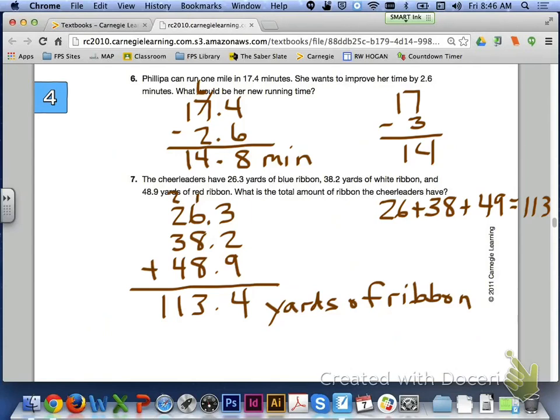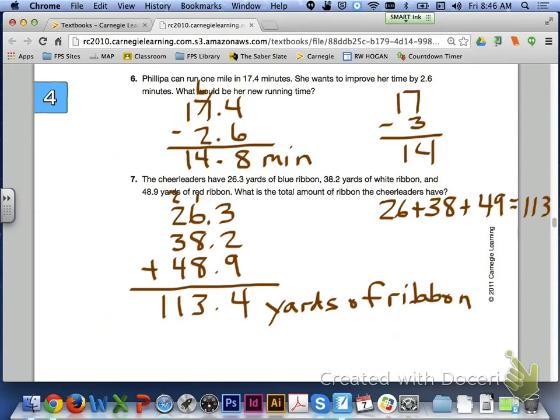For number 7, the cheerleaders have 26.3 yards of blue ribbon, 38.2 yards of white ribbon, and 48.9 yards of red ribbon. What is the total amount of ribbon that the cheerleaders have? So we are going to add all of those decimals together. If you look at your estimate, 26 plus 38 plus 49, when I round my decimals, I get 113. When I carry out the addition of those decimals, my answer is 113.4 yards of ribbon.